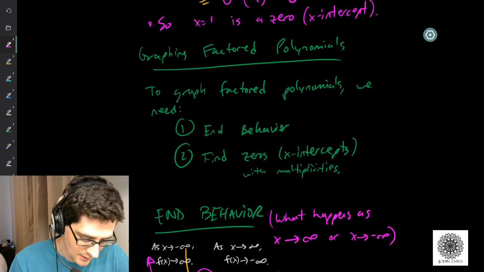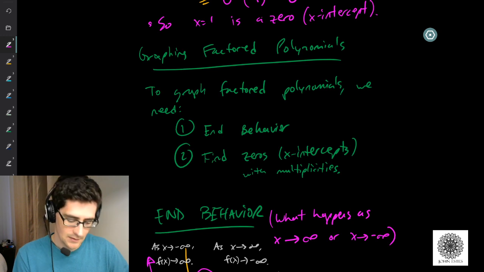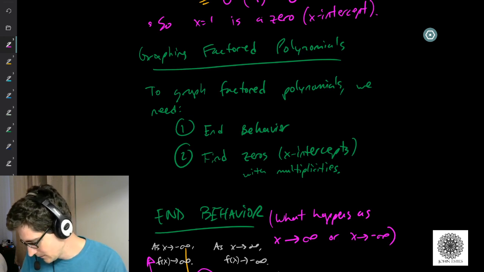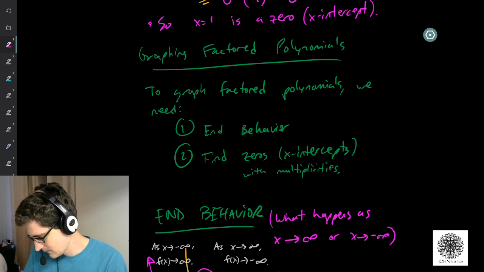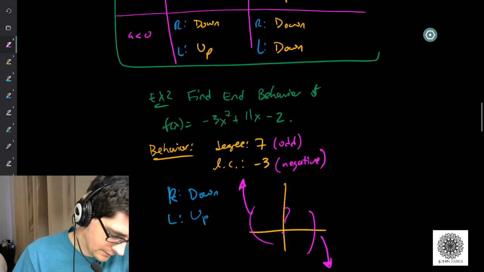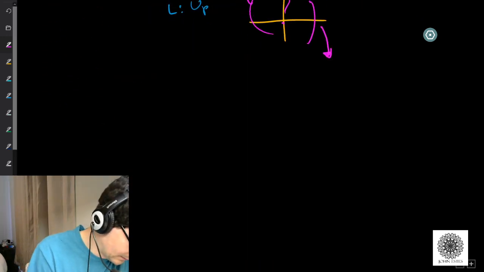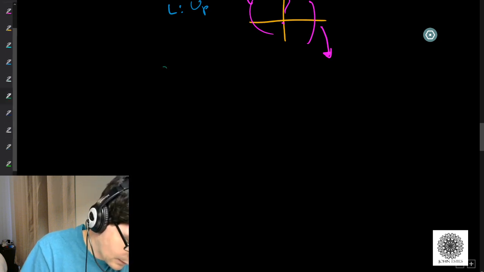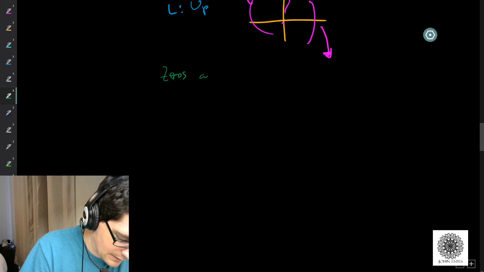What's the second one? We need to be able to find the zeros and their multiplicities. I'm going to try to explain what we mean by multiplicities. So we're going to move on to the zeros and multiplicities.